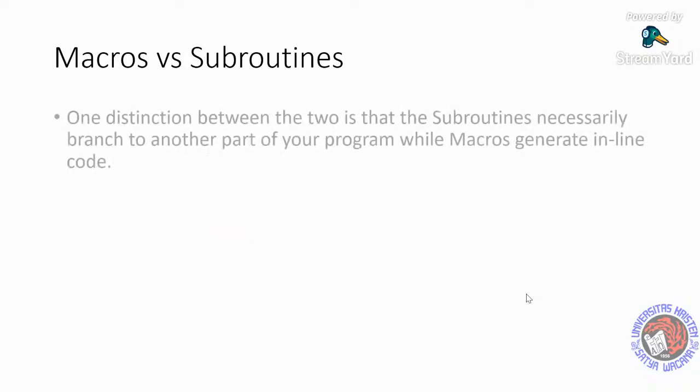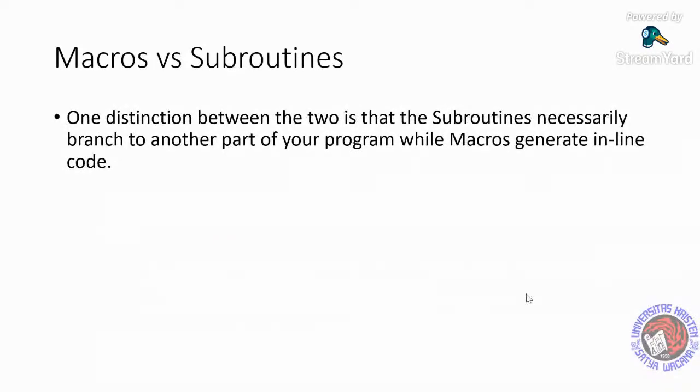So what is the difference from a subroutine? One distinction between the two is that a subroutine necessarily branches to another part of your program, while a macro generates inline code. So it means that for a subroutine, it is a must to branch to another part of the program. But a macro does not do the branch thing. It generates inline code. So using a macro, you are able to save branching activity, which makes your memory getting wider and wider. This is the idea.